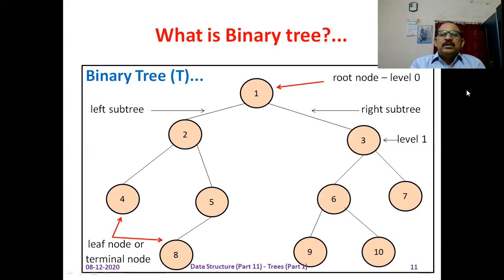But we cannot say 5 and 6 are brothers. Here you can see both have the same level, but the parents are not the same. Therefore, we cannot say 5 and 6 are siblings or brothers. 2 and 3 are siblings or brothers because both have the same parent node 1.